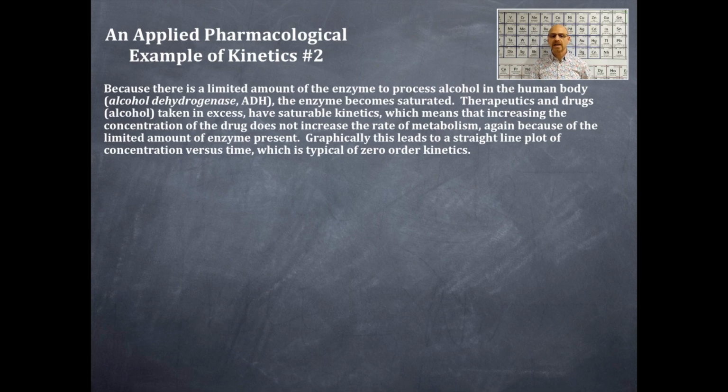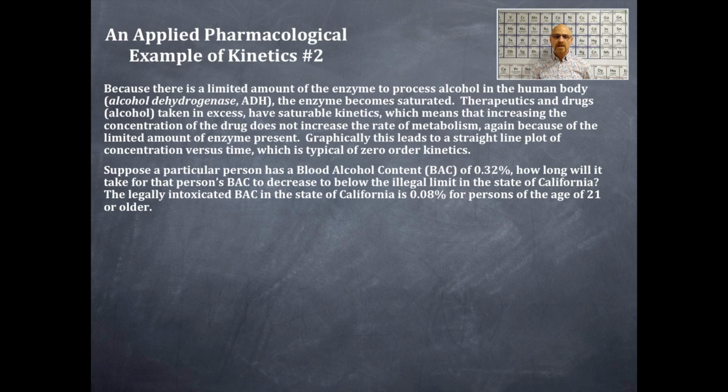Graphically, this leads to a straight line plot of concentration versus time, which is typical of zero-order kinetics. So this is going to be a zero-order rate law which we are going to use for this problem. Suppose a particular person has a blood alcohol content, that's BAC, of 0.32%. How long will it take for that person's blood alcohol content to decrease below the illegal limit in the state of California? The legally intoxicated blood alcohol content in the state of California is 0.08% for persons of the age of 21 or older.